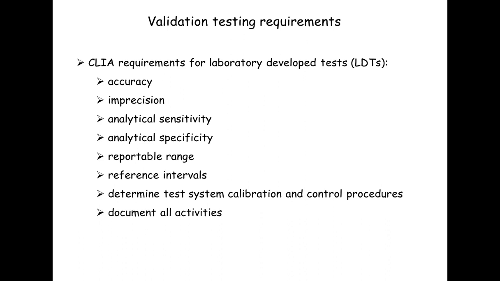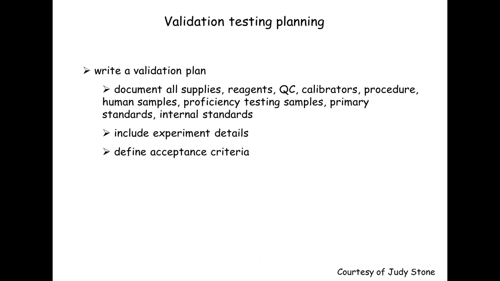So now we're going to talk about full validation. For pre-validation, you would probably just do fewer studies. So whatever I'm going to say for validation going forward, for pre-validation, you can do sort of a limited version of full validation. CLIA has requirements for laboratory developed tests, which most mass spec methods are. These requirements are that you should determine accuracy, imprecision, analytical sensitivity and specificity, the reportable range, reference intervals. You also should determine your test system calibration and control procedures, and you also have to document all your activities.